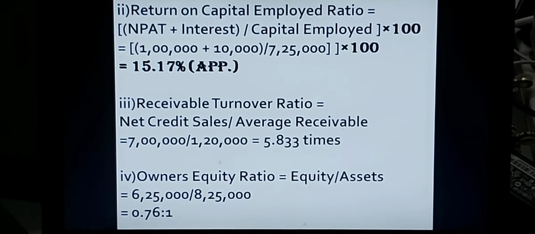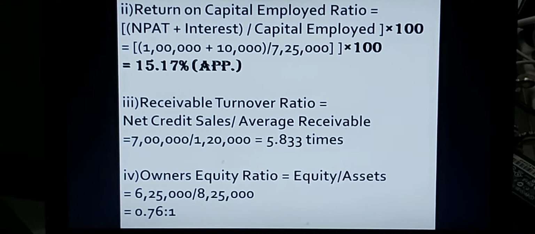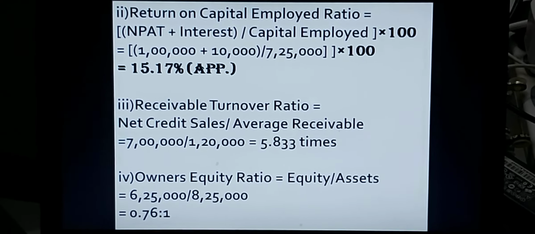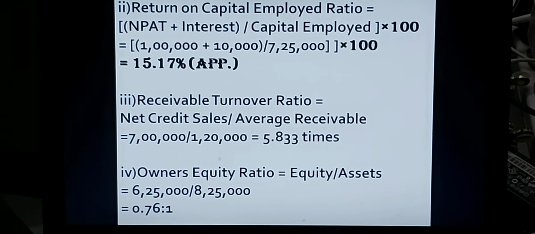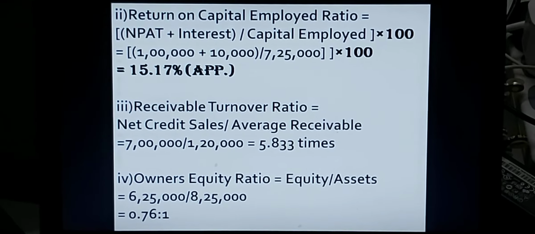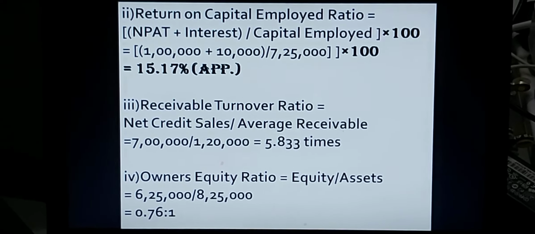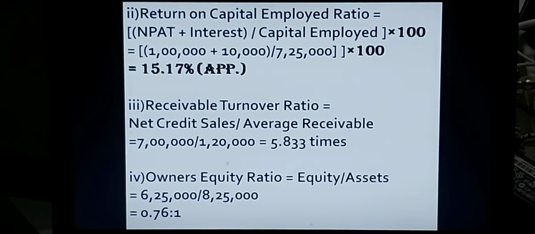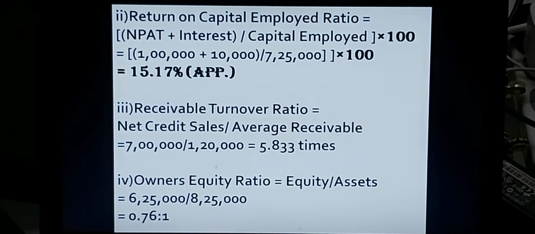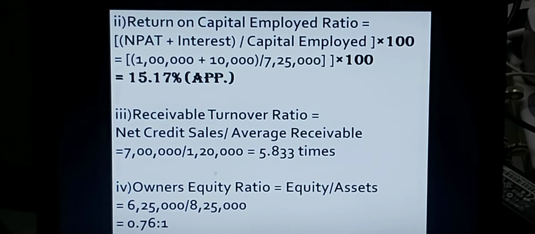Dear students, number 3, receivable turnover ratio, another name is debtors turnover ratio. Receivable turnover ratio is equal to net credit sales divided by average receivable. Net credit sales is available from the other information. Total sales taka 10 lakh, but in brackets 30% cash, so 70% is credit sales. So 70% of 10 lakh, that is the amount of net credit sales, 7 lakh.